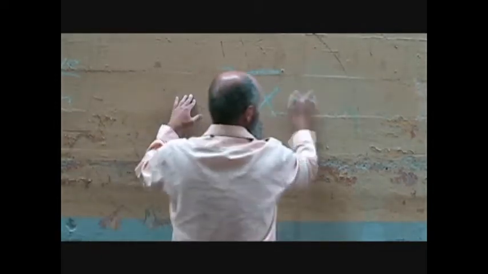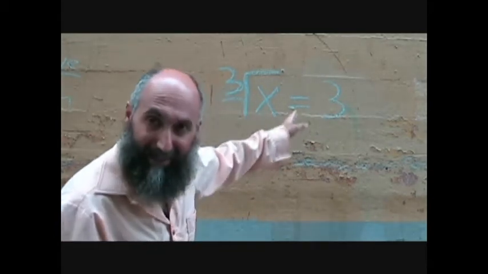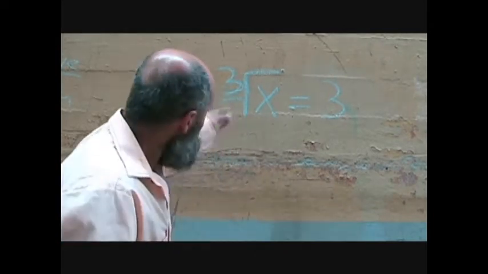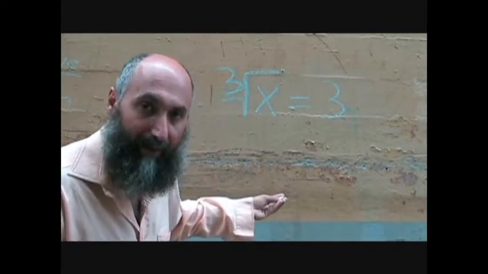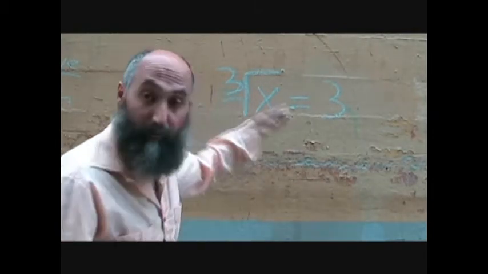Let's do a single radical and see what we do to isolate the variable if we have a radical, the root of something. So let's say you had the cube root of x is equal to 3. And again, you want to get the x by itself. Now, the simplest way to do this, if you're dealing with radicals, is to change them to powers, to change them to an exponent.